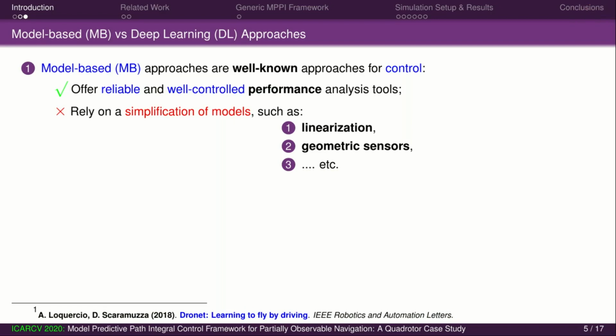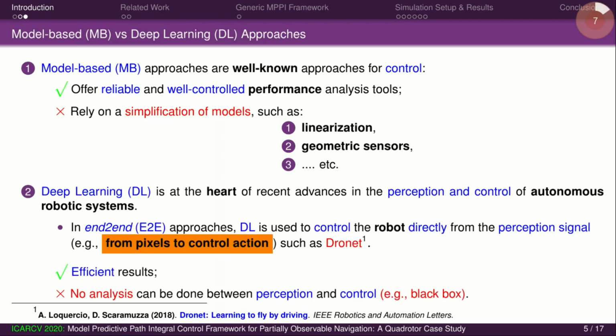Generally, there are two main approaches that can be used for autonomous navigation. The first one is model-based approaches that have been used for a long time, offering reliable and well-controlled performance analysis tools. However, they rely on a simplification of models such as linearization, geometric sensors, and so on. On the other hand, we have deep learning based approaches. For example, in end-to-end approaches, deep learning is used to control the robot directly from the perception signal. So from a single image, you can generate the control action.